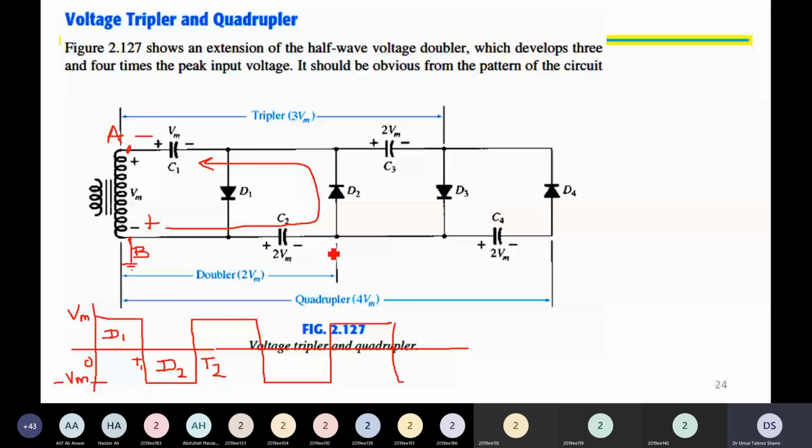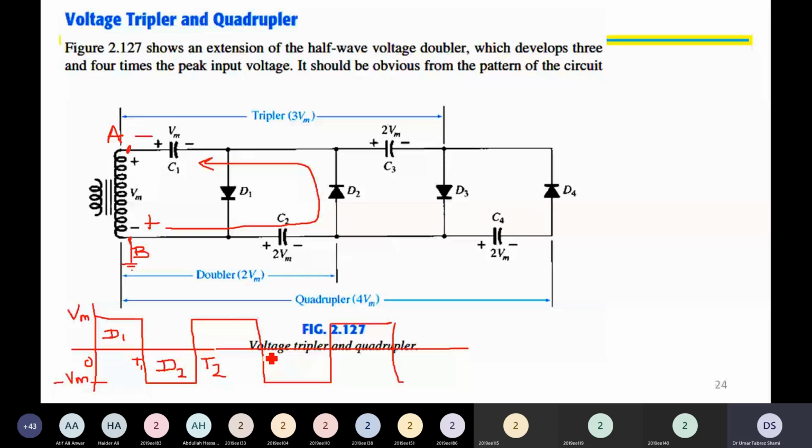Where does this two times Vm come from? This comes from the fact that we have Vm from the transformer and Vm from capacitor C1, and these are appearing in series. Therefore, capacitor C2 has a voltage of two times Vm.